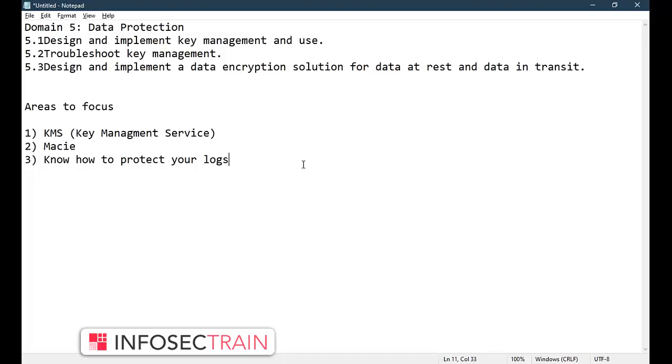So know how to protect your logs. That's the first thing you have to learn in this topic, and that is the most used question for interviews as well. How to protect your logs. Learn this encryption concept very well.